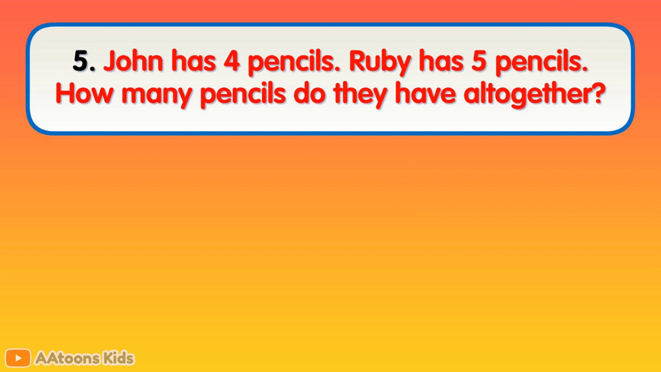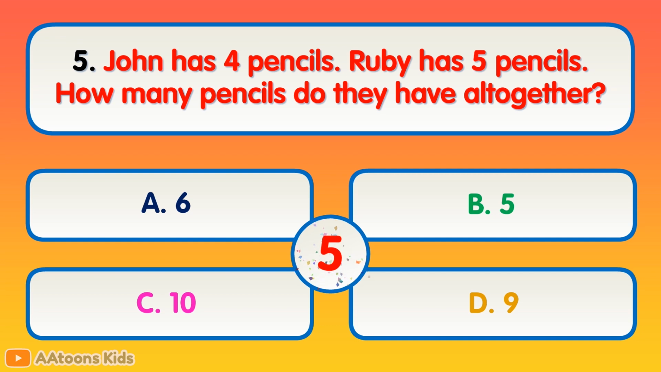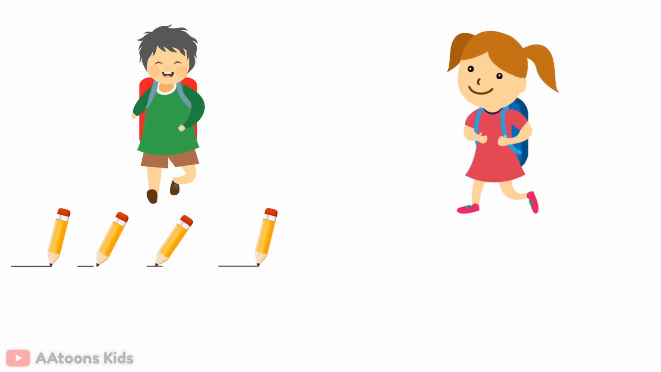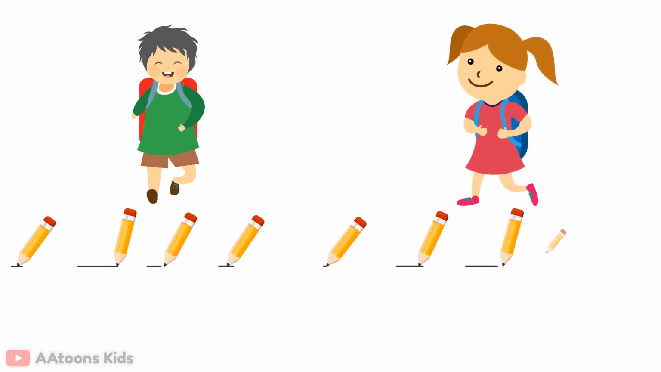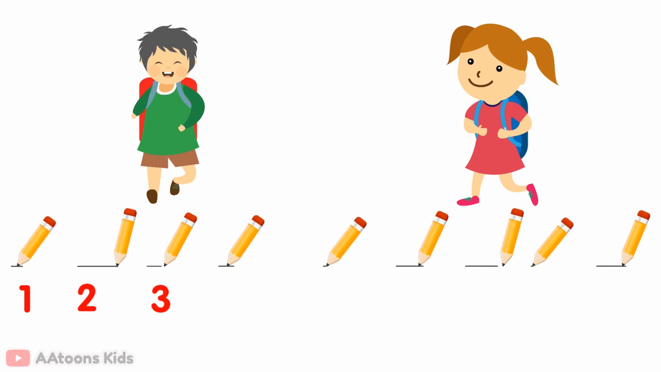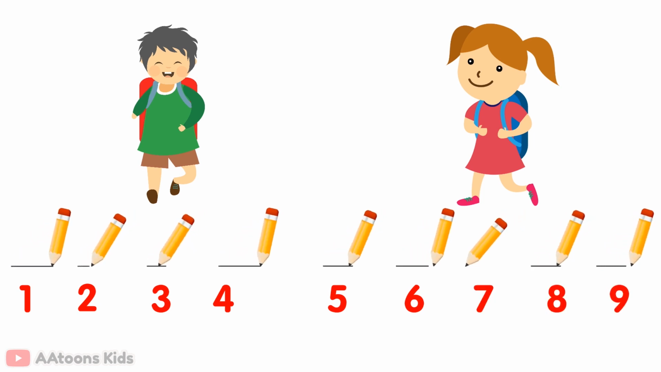John has 4 pencils. Ruby has 5 pencils. How many pencils do they have altogether? 9. John has 4 pencils. 1, 2, 3, 4. Ruby has 5 pencils. 1, 2, 3, 4, 5. Let's count together. 1, 2, 3, 4, 5, 6, 7, 8, 9. Altogether, they have 9 pencils.